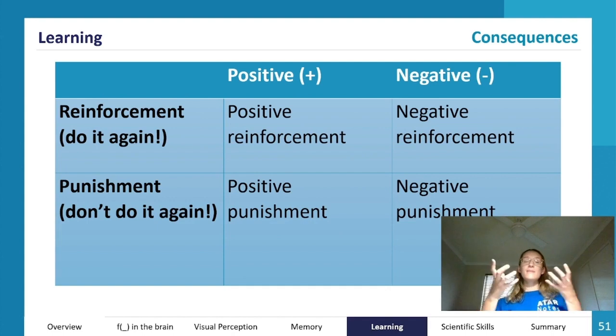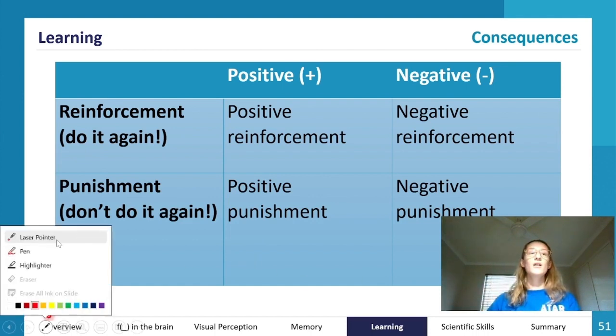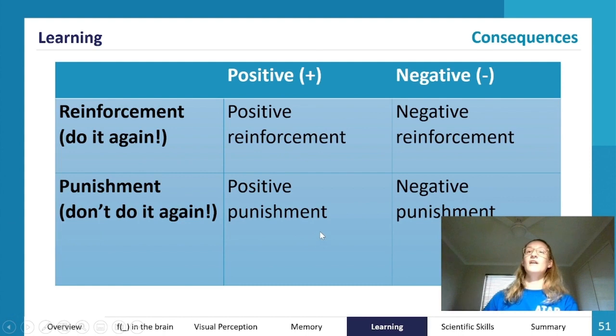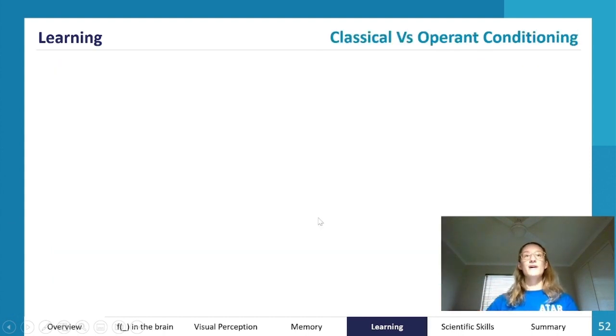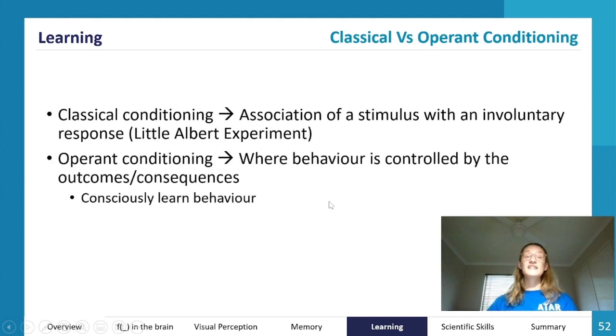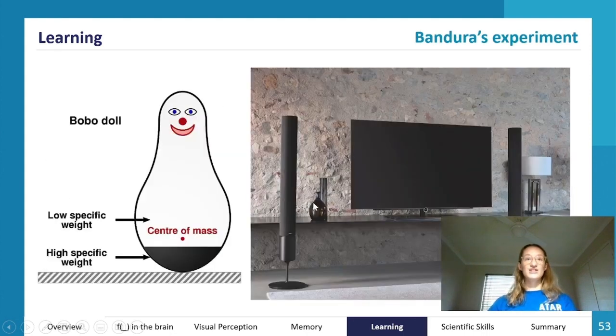So zooming back out to the big picture again, our reinforcers are to encourage the likelihood of a desired behavior, whereas our punishment is don't do it again. And whether that be through positive, adding a pleasant or unpleasant stimulus, or negative, removing a positive or a negative stimulus, to encourage either reinforcement or punishment. So that's our classical versus our operant conditioning.